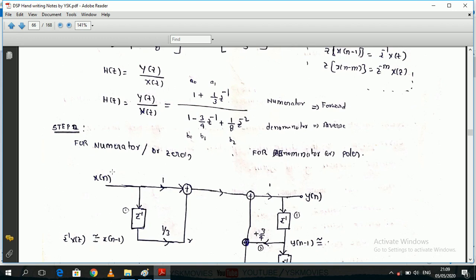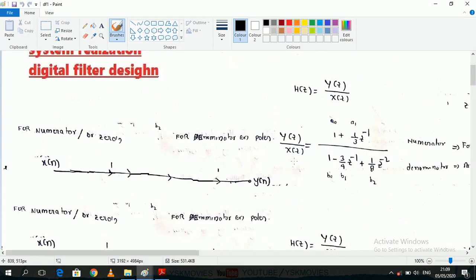Step 2, let's see how we can derive a network from the respective transfer function. See this. So y of z by x of z equals 1 plus 1 by 3 z power minus 1 over 1 minus 3 by 4 z power minus 1 plus 1 by 8 z power minus 2. This is the numerator, this is the denominator.